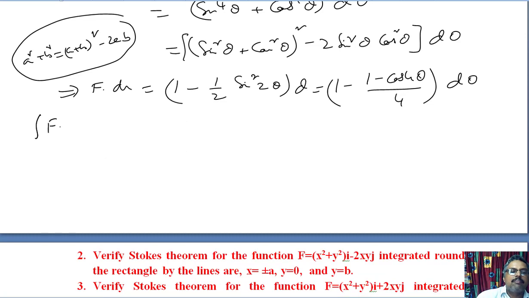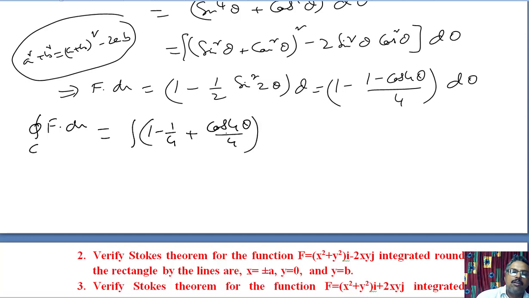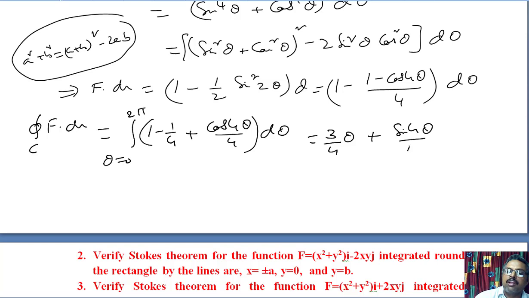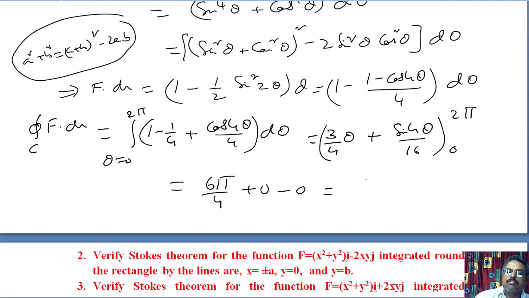The integral of F dot dr along the closed curve C equals the integral of 1 minus 1 by 4 plus cos 4 theta by 4 d theta. The angle in a circle goes from 0 to 2 pi. So this is 3 by 4 into theta. The integral of cos 4 theta is sin 4 theta by 4, from 0 to 2 pi. So 6 pi by 4; if you put theta equals 2 pi, it is 0, and if you put theta equals 0, it is 0. So 3 pi by 2.